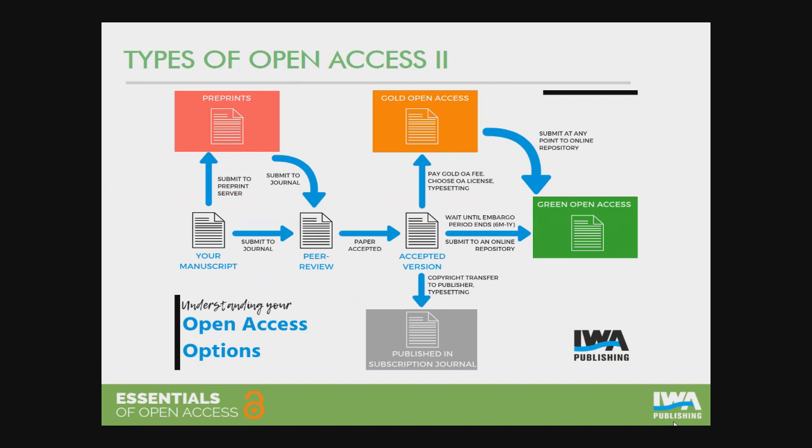You then have another option. Say you decided to publish in a subscription journal and it's not open access. You can wait the embargo period, either 6 months or a year, depending on the publisher, and then you can submit the accepted version, and I'll explain that a little bit more on the next slide, as green open access to a repository. This might be your institution's repository, or some countries have their own repositories, or funders as well. So that is really green open access.